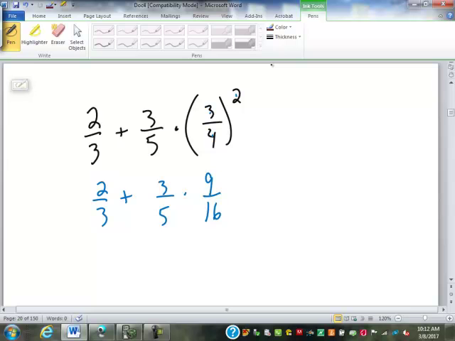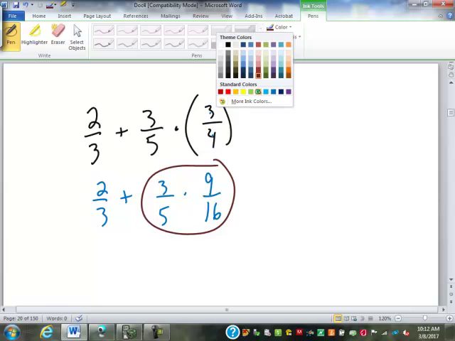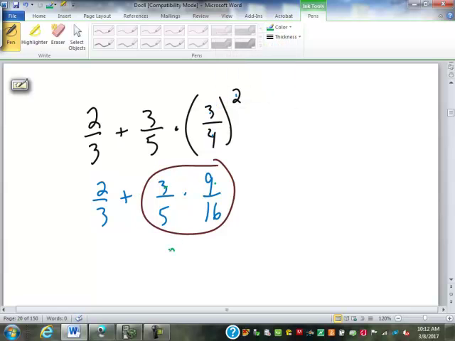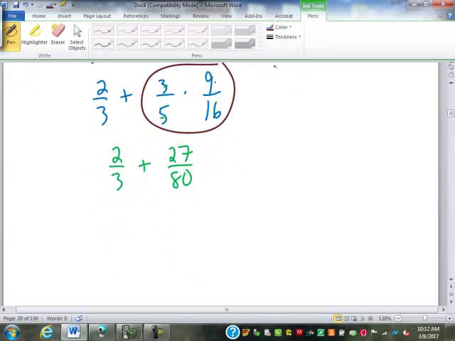What's next? We have to multiply. 3/5 times 9/16. Unfortunately, there's nothing there that can cross cancel. So 3 times 9 is 27. 5 times 16 is 80. Then what? We're going to add 2/3 plus 27/80ths.